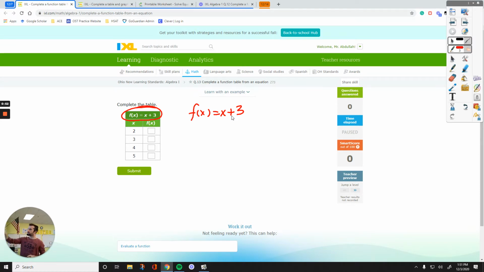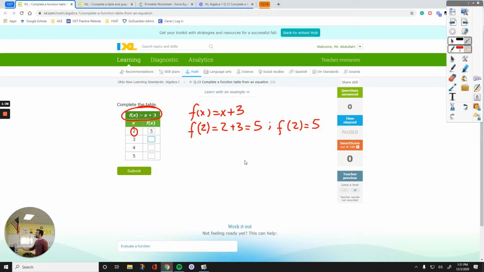So the first question is the value of f of 2. If x is 2, let's just plug it in. F of, instead of x, I'm going to put 2, and then I don't want to see any more x's, they become 2's plus 3. So this tells me the value of f of 2 is going to be 2 plus 3, which is 5. So f of 2 equals 5. So the first box is going to be 5. This tells me when I plug in 2 for x, the outcome is going to be 5.